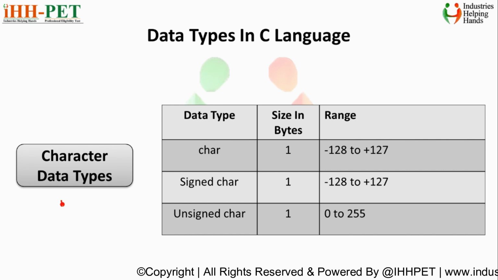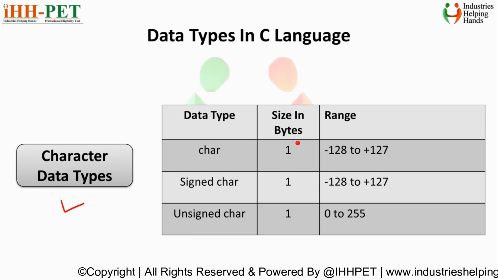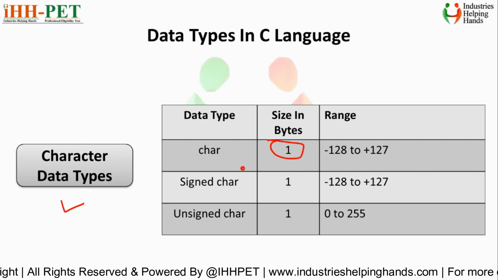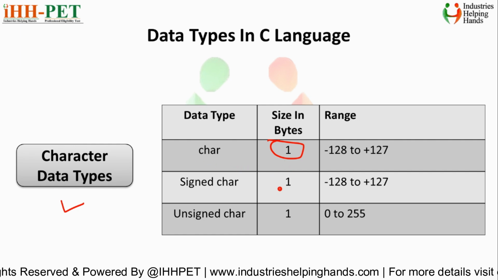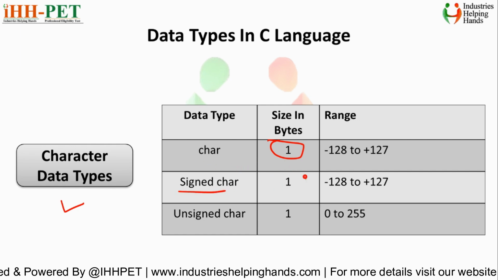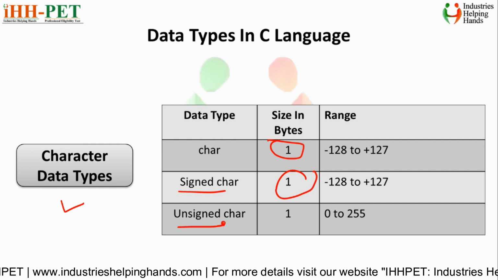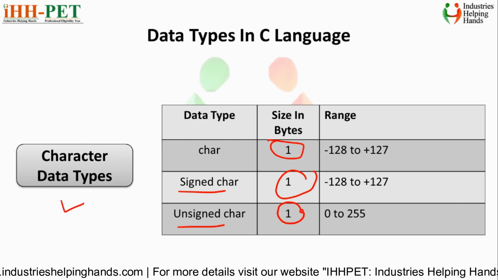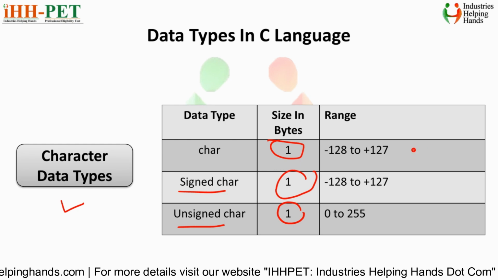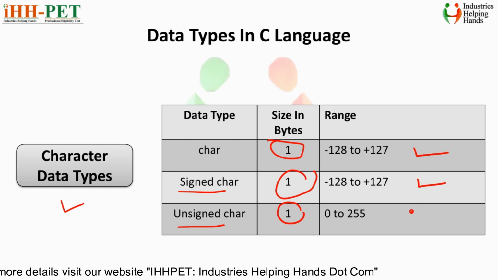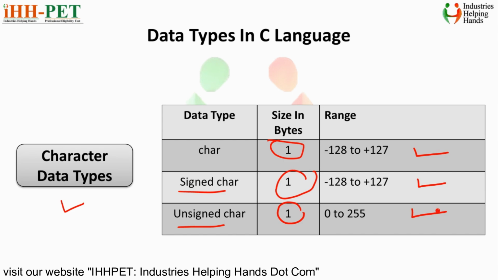You can see here this table for the character data type. Here you can see size in bytes: character contains 1 byte in memory location, signed character contains 1 byte in memory location, and unsigned character contains 1 byte in memory location. You can see the range of character, signed character, and unsigned character also.